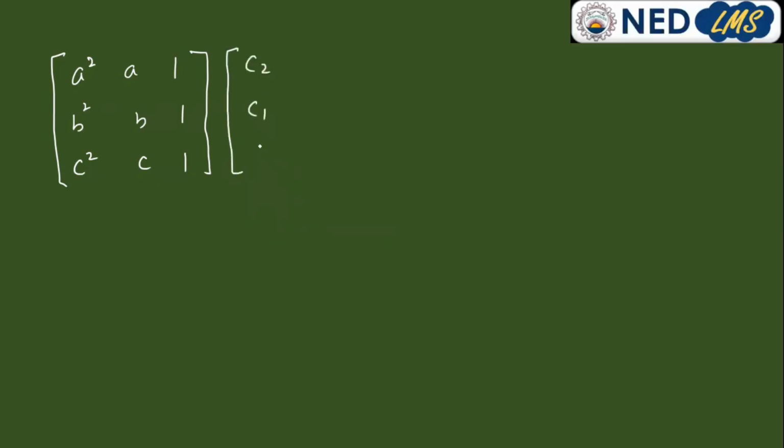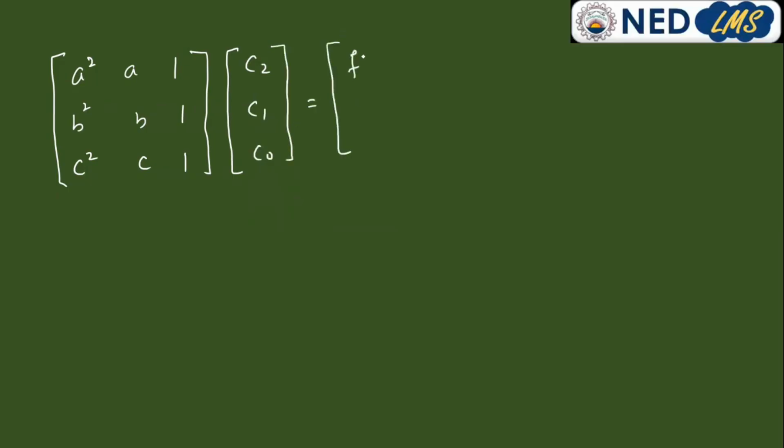A square, A1, B square, B1, C square, C1. This is the matrix. They all are known to us. A, B, C are known. A is the lower limit, B is the upper limit, and C is the midpoint of the upper and lower limit. So they all are known. This is the matrix, and the unknowns are C2, C1, C0. They are unknown, and the right hand side is also known to us.